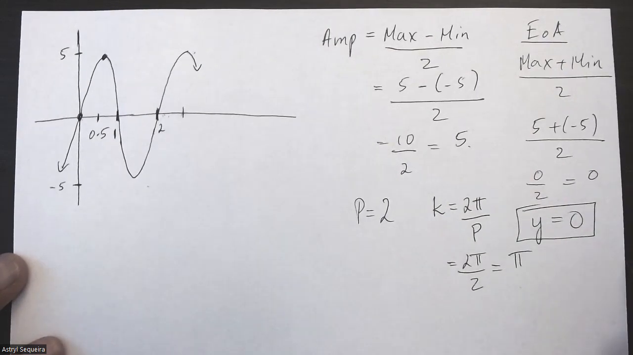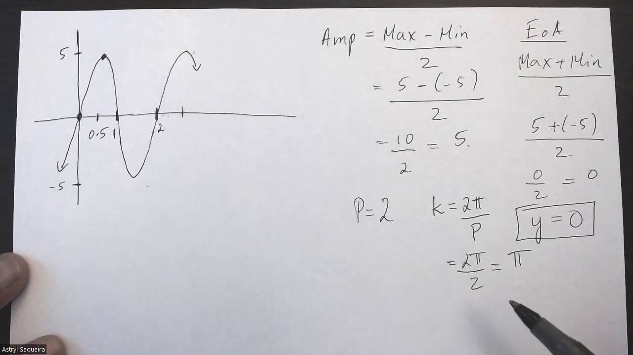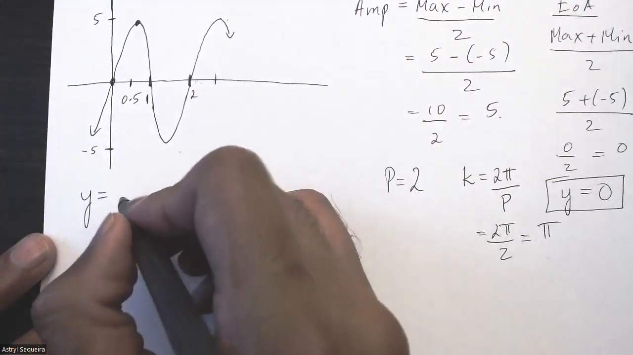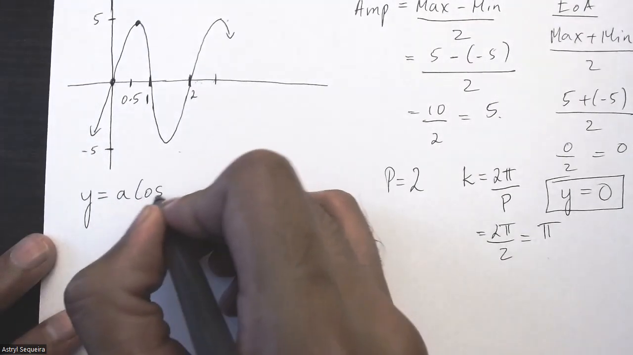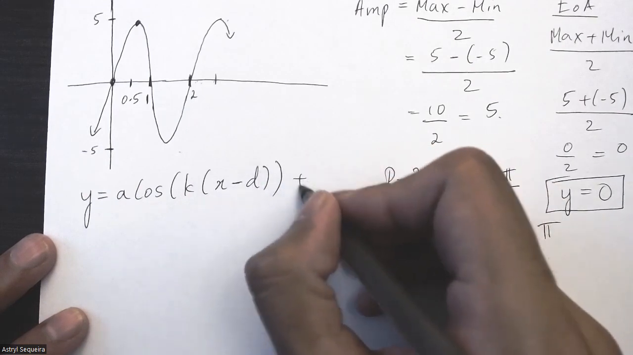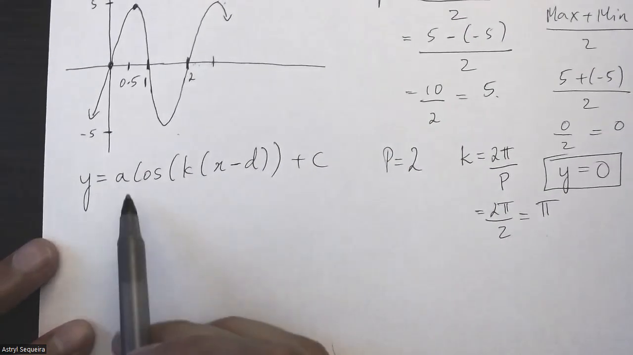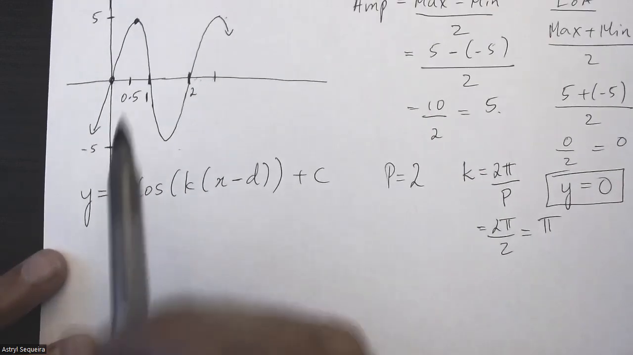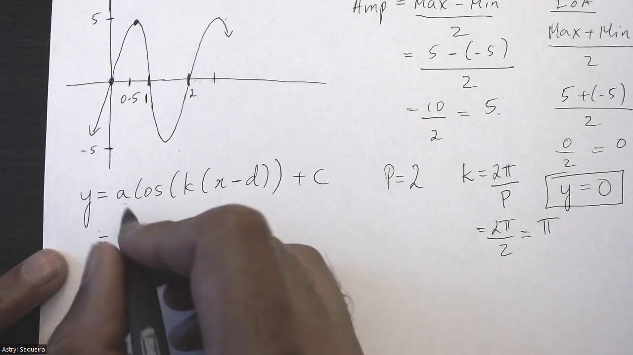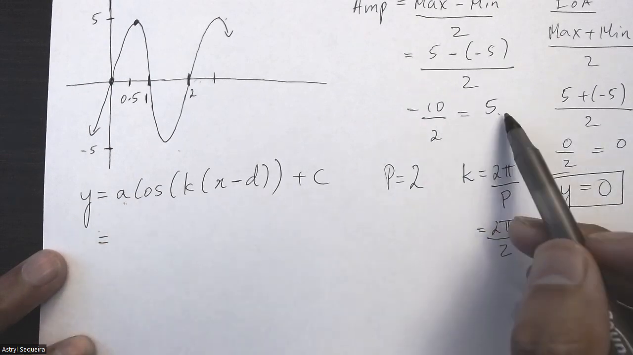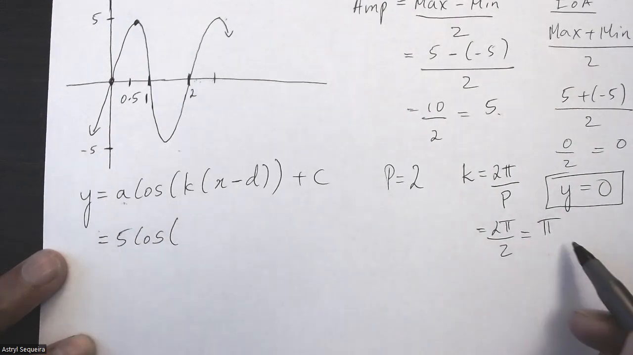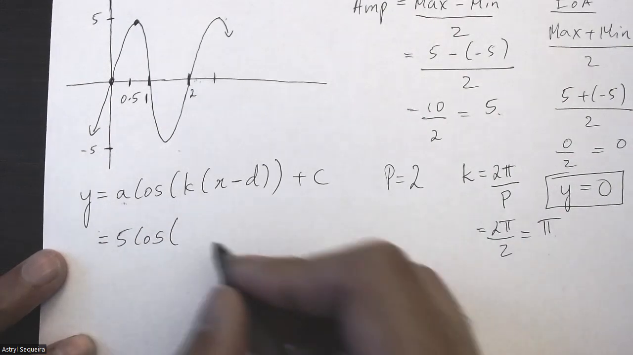So now that we found all the key things of this function, we want to write out the function. Your basic cosine equation is y equals a cos(k(x - d)) + c, where a is basically your amplitude. Remember, we're starting over here. This is a positive cosine function, so our amplitude is going to be positive, and our amplitude is positive 5. The k value we just found over here, it's pi.